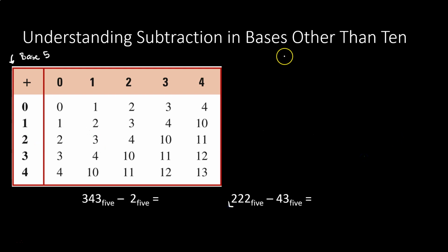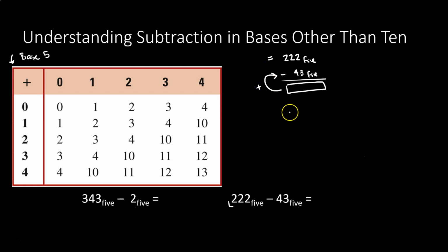Let's try another problem. We have 2, 2, 2, base 5, and we're subtracting 4, 3, base 5. Now we could do the concrete model, and I encourage you to try that, but I'm going to show you how to do this using a missing addend model using the lattice algorithm. So the number we're looking for goes down here, and if we were able to add that number to this 4, 3, base 5 number, that sum would need to be equal to the 2, 2, 2, base 5.